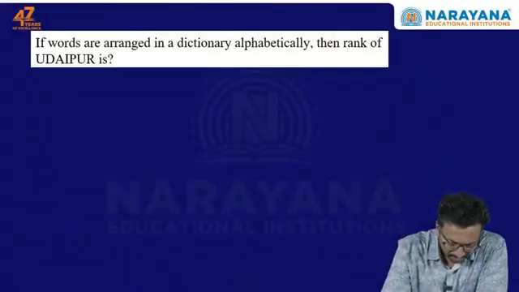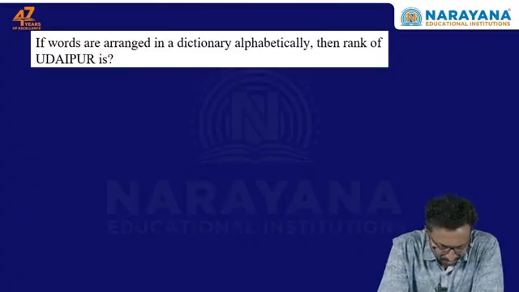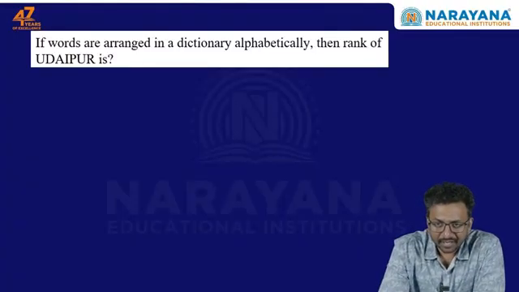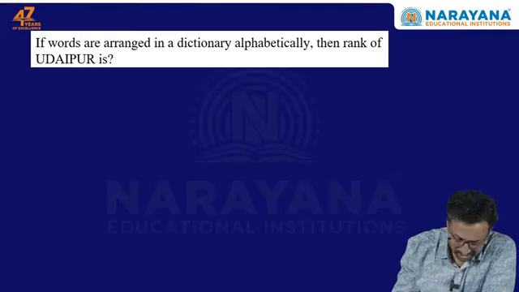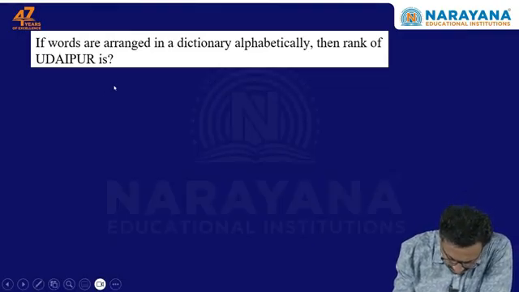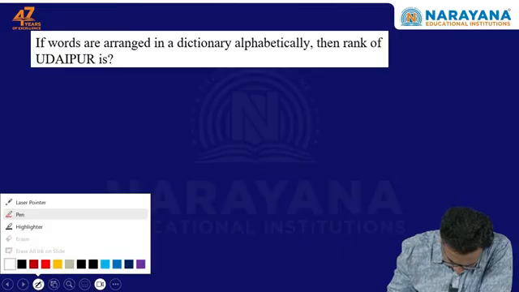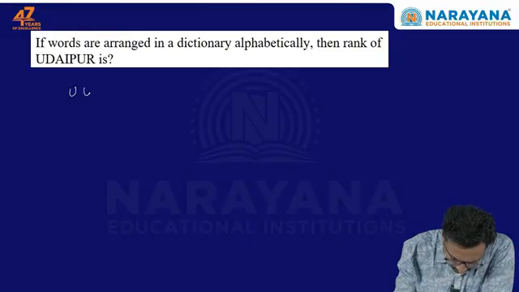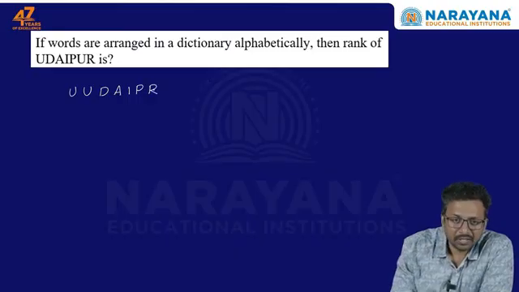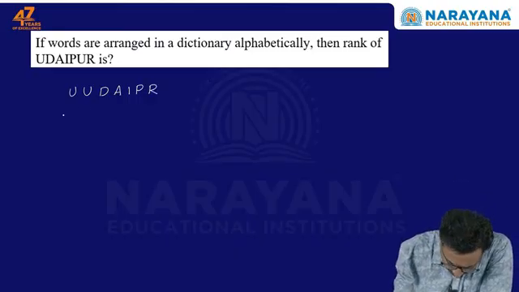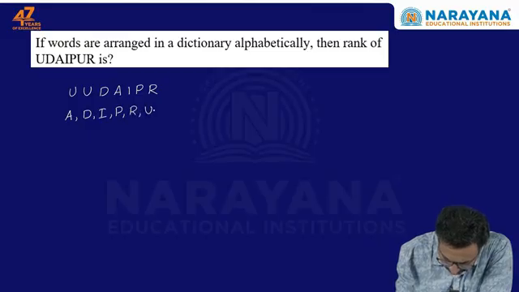Okay, welcome back. So in this question, if words are arranged in a dictionary alphabetically, then the rank of the word Udaipur. It is a very standard rank-based question. So let us just see what letters are there. You can see that there are two U's here, and D, A, I, P, R. So let us arrange them alphabetically. The alphabetical order of these letters is A, D, I, P, R, U.